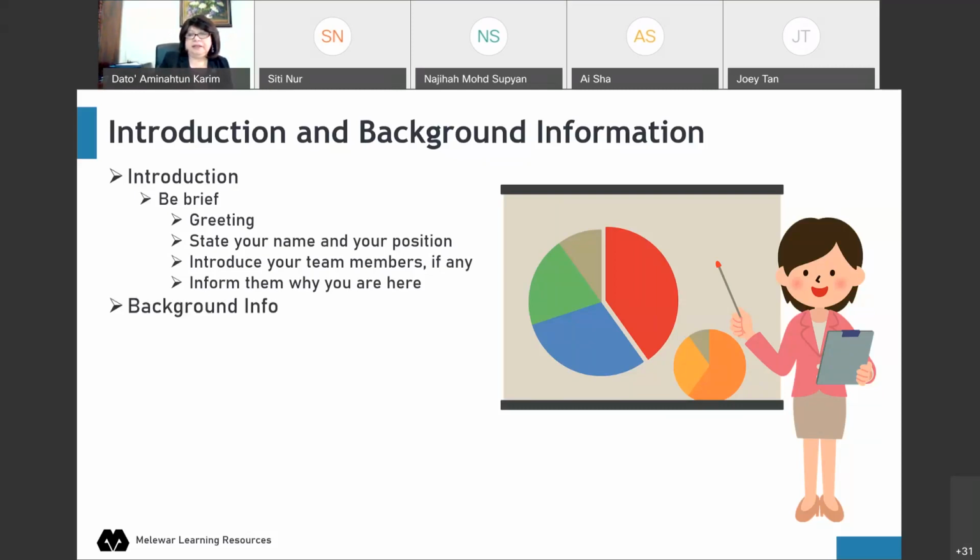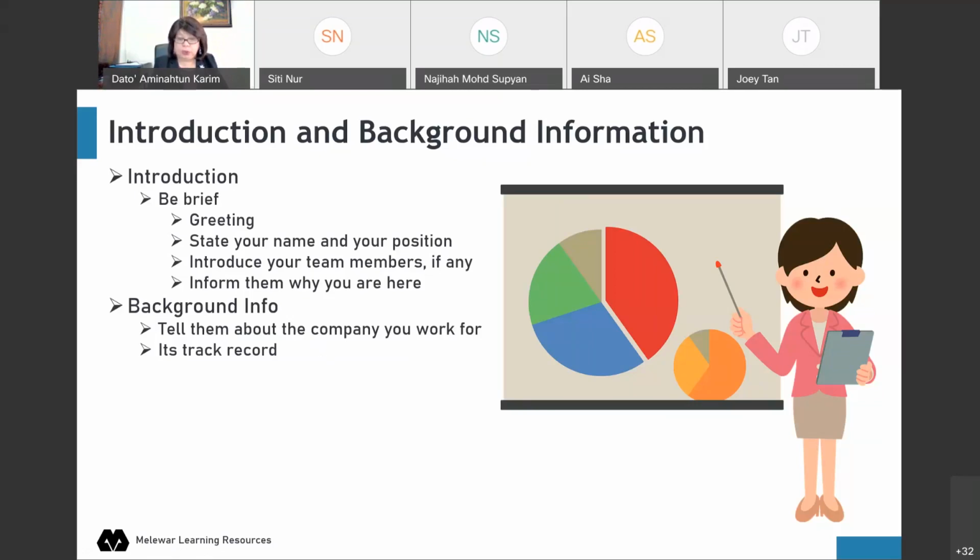Next part is the background information, right? We're talking about the structure. Remember the structure I mentioned to you. Background information: you tell about the company you work for, right? He was talking about his company. Its track record. What do I mean by track record? Track record will be how long they have been in the business, right?